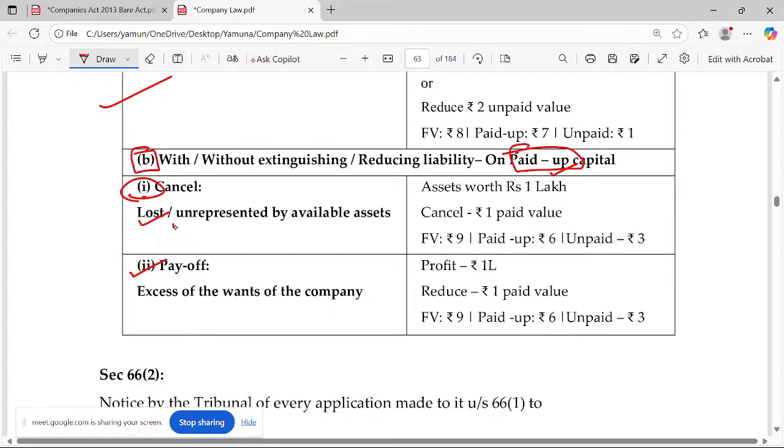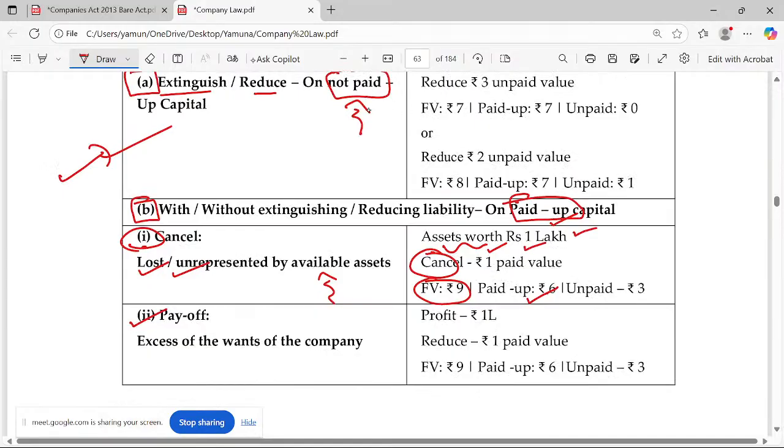Cancel means capital lost or underrepresented by available assets, I can cancel. I have assets worth 1 lakh, so I'm cancelling the 1 lakh rupees paid up value. Now the face value becomes 9. How? Because the paid up 7 is now cancelled to 6. I'm paying back the 1 lakh, that is 1 rupee, so it becomes 6. We are not touching the unpaid capital. The first mode is on unpaid value, touching only the unpaid values. Here we are touching only the paid up values. So paid up is 6, unpaid the same 3. What happens to the face value? 9.